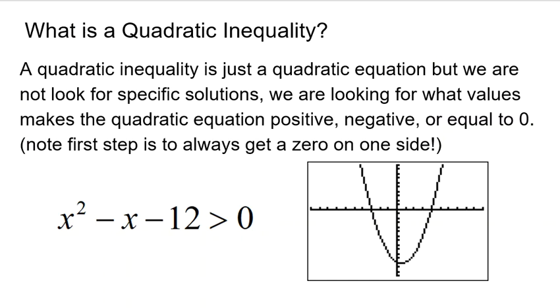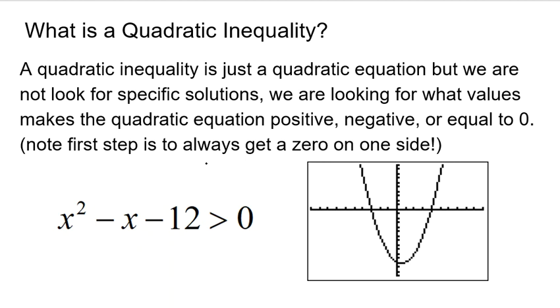All right, so first off, what is a quadratic inequality? A quadratic inequality is just a quadratic equation, but we are not looking for specific solutions. We're looking for what values make the quadratic positive, negative, or equal to 0. In a traditional quadratic equation, we're looking for 1, 2, or no solutions. The moment we use an inequality, like a greater than sign, a less than sign, or a greater than or equal to or less than or equal to sign, now we're looking for what set of values produce values for that quadratic that are greater than 0, above 0, positive, negative, same thing, right? Positive is above 0, negative is below 0, or possibly equal to 0.